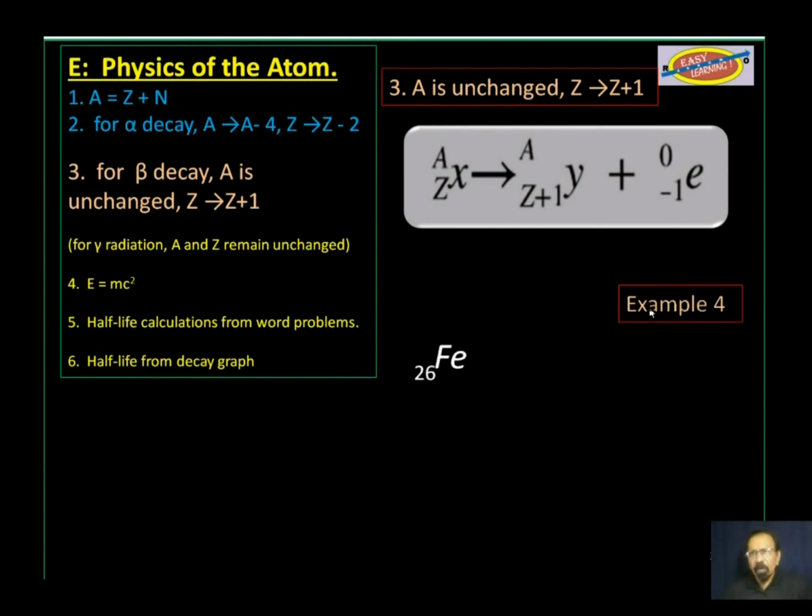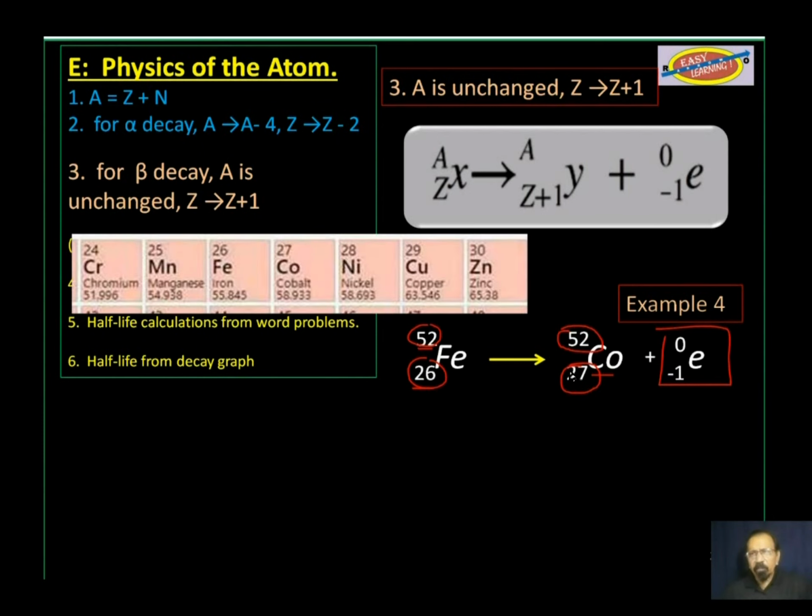Example 4, let's take iron, 26 and 52, which gives us cobalt, and of course, an electron, which is a beta particle. This cobalt here, if that is 52, then this here remains as 52. This 26 down here becomes 27. That's for cobalt.